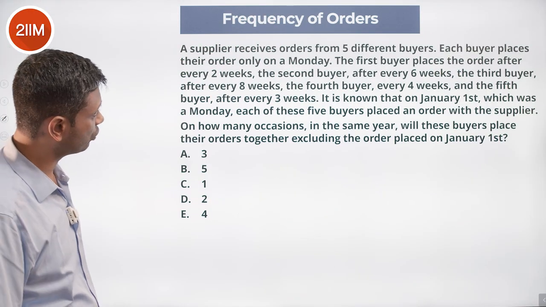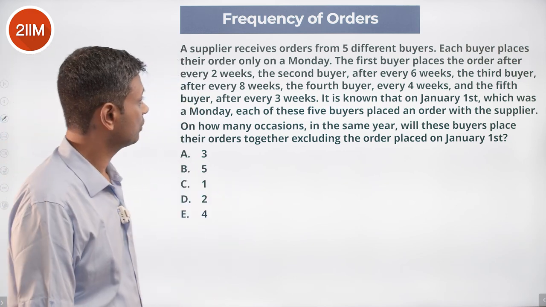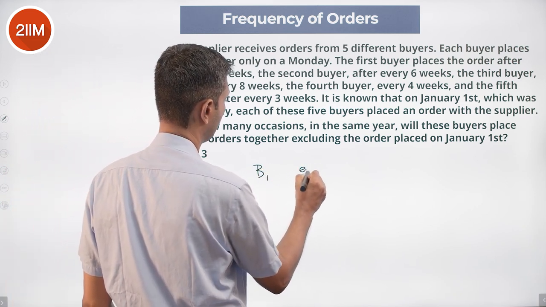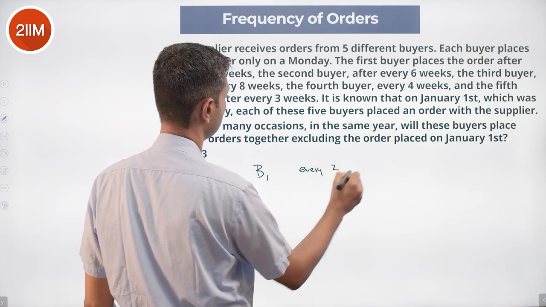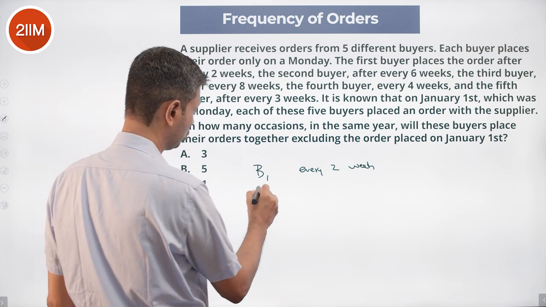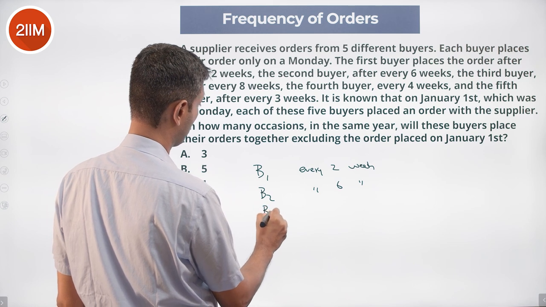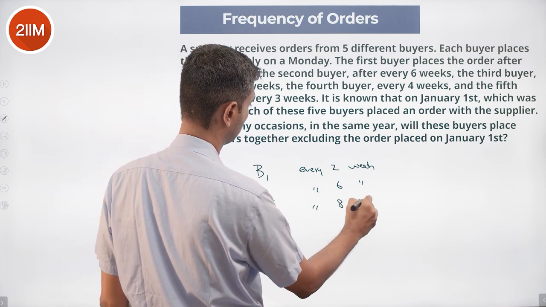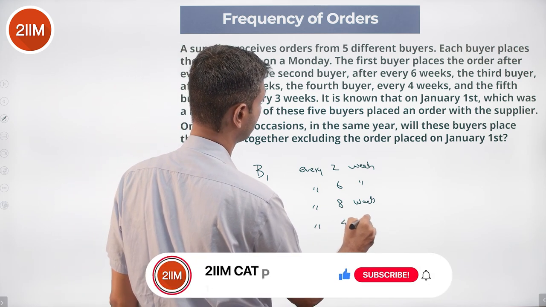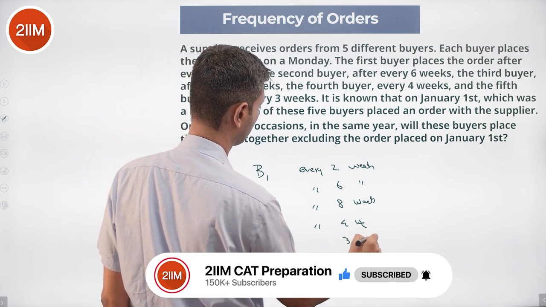A supplier receives orders from 5 different buyers. Each buyer places their order only on a Monday. The first buyer places the order after every 2 weeks. So buyer 1, every 2 weeks. Buyer 2 after every 6 weeks. Buyer 3 after every 8 weeks. Buyer 4 after every 4 weeks. And the 5th buyer after every 3 weeks.